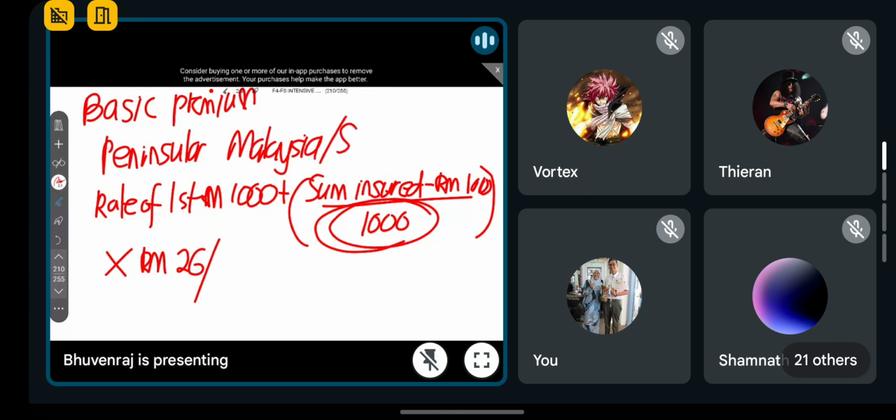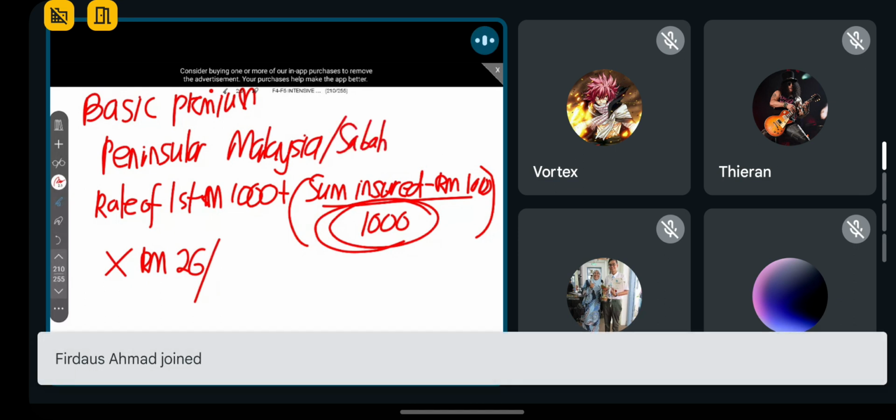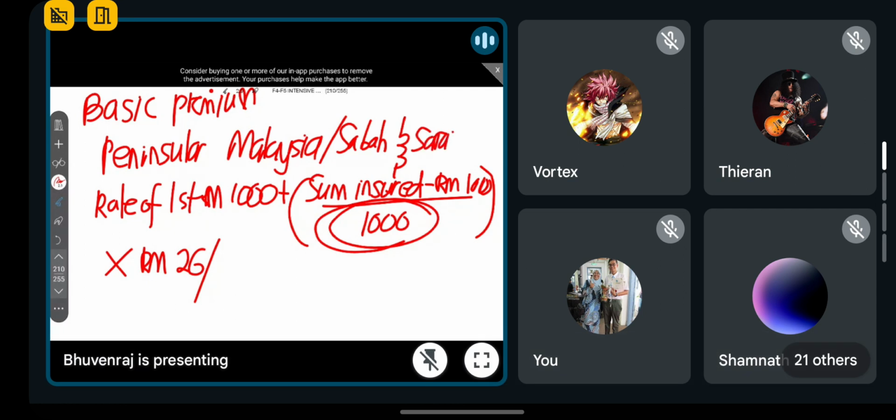Okay, I put all because can be Sabah Sarawak juga. Anyone know the reason why? Kenapa kadar premium untuk Sarawak Sabah lebih rendah berbanding Semenanjung Malaysia? Okay, I ask the question. Why the premium rate for Sabah Sarawak is lower than Peninsula Malaysia? Anyone can guess? Mengapa bias antara dua-dua kawasan ini? Why is it not same? Mengapa tak sama?